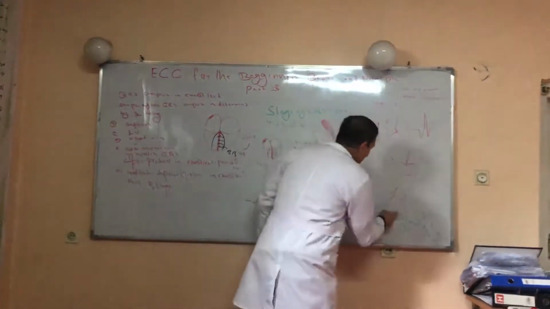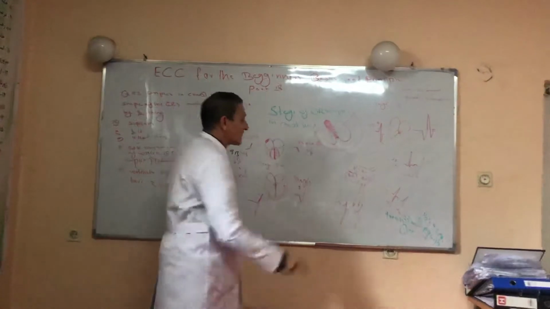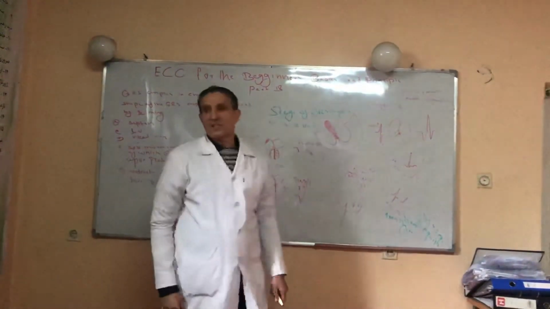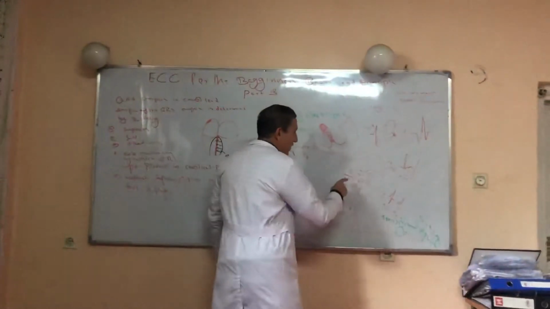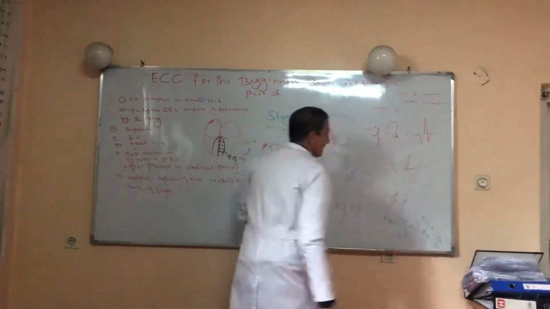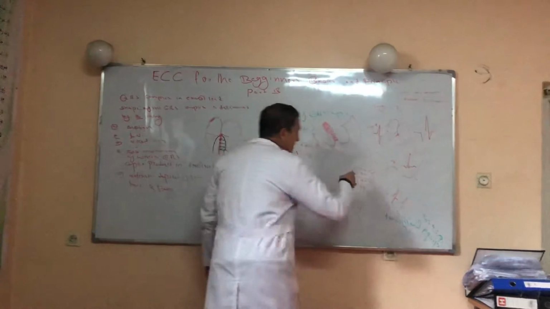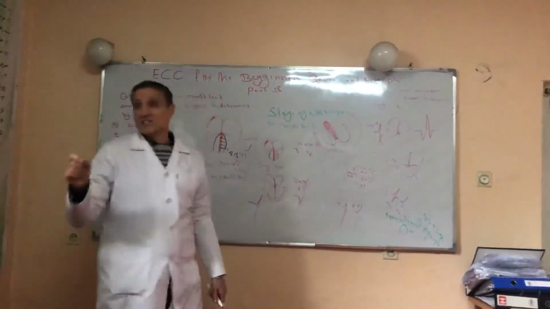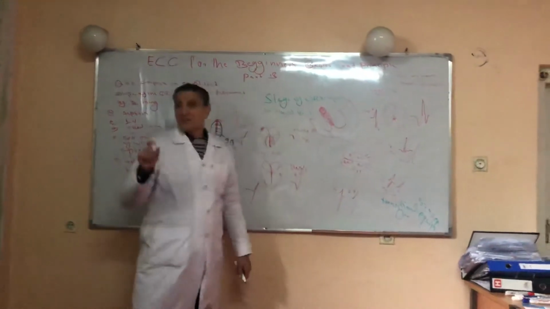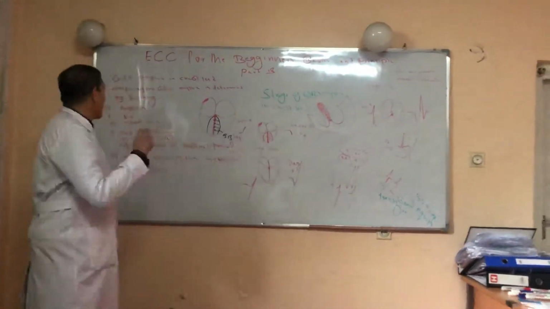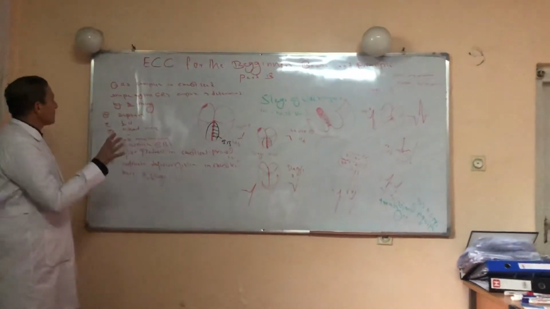V3 and V4 look at the septum, but provide electrical information about the anterior part or apex. And V5 and V6 look at the left ventricle, and they provide electrical information about the left ventricle, especially the ventricular free wall. This was our topic: QRS complex in chest leads.